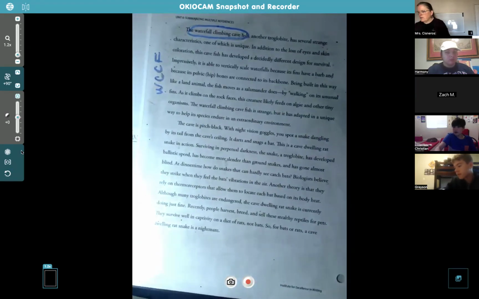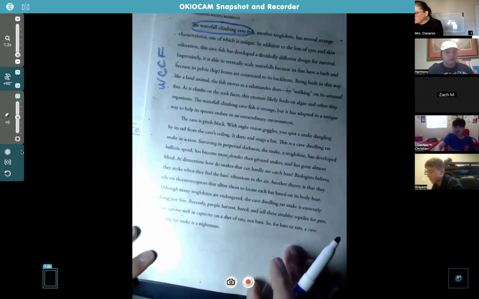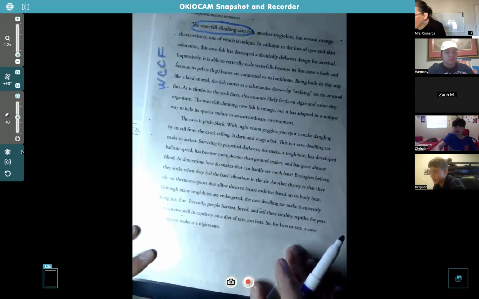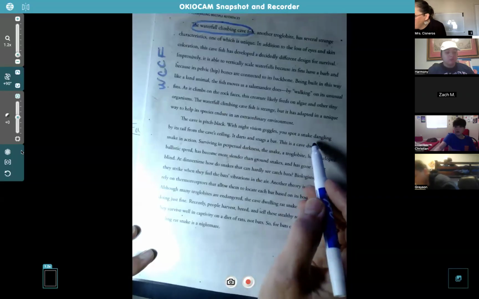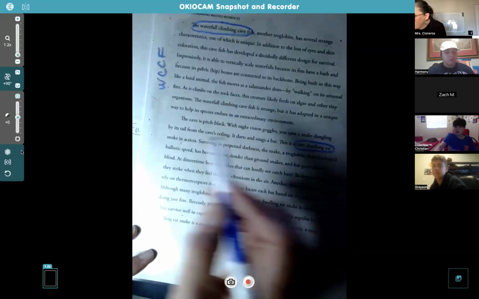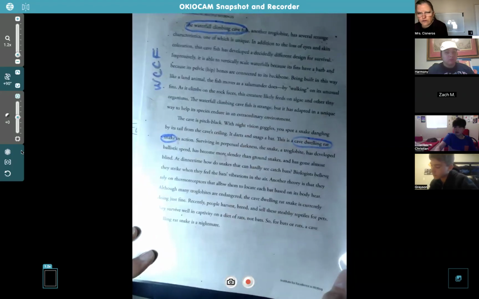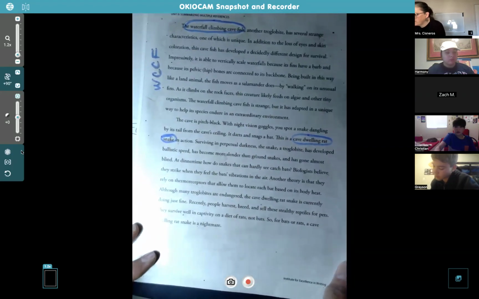Just do the first sentence and then kind of skim and see if you can figure out which one this one's about. The cave is pitch black with night vision goggles. You spot a snake dangling by its tail from the cave. Yeah. I think we're talking about a snake in this one, because it said you spot a snake dangling by its tail from the cave, stealing venom. Yes, good. And I see it right here. Cave dwelling rat snake. So we can circle that. It's like the third or fourth sentence in.